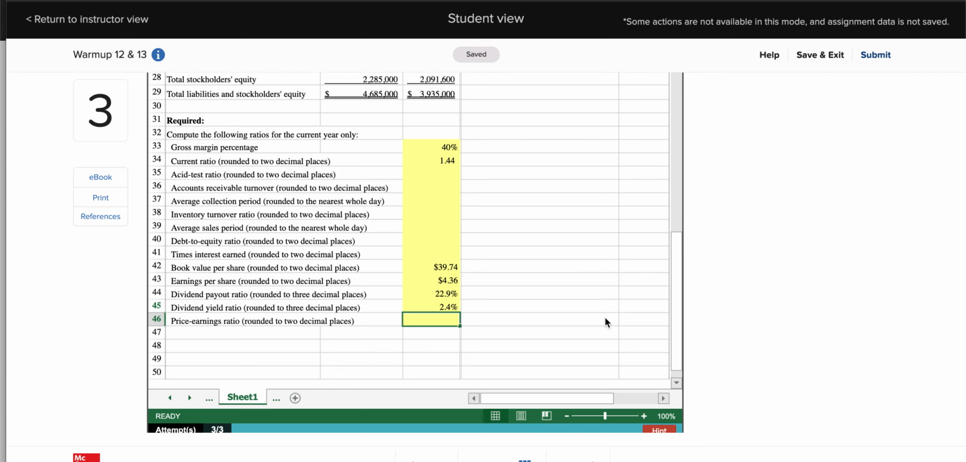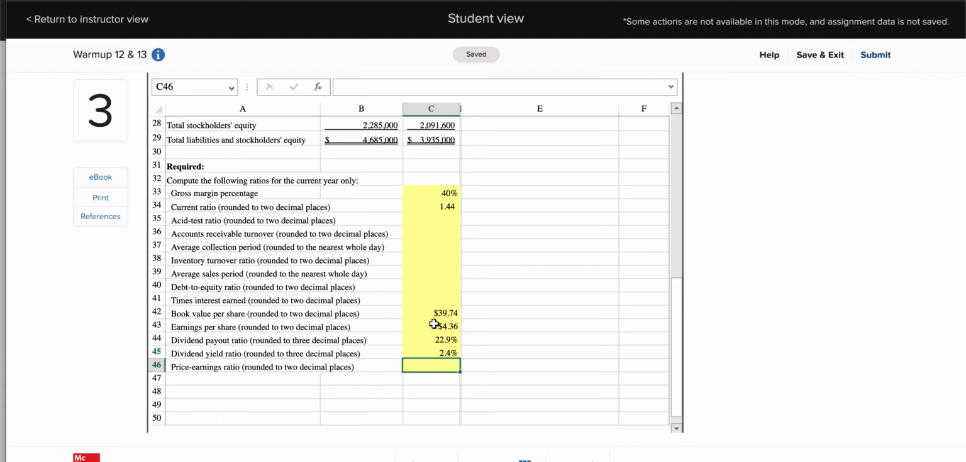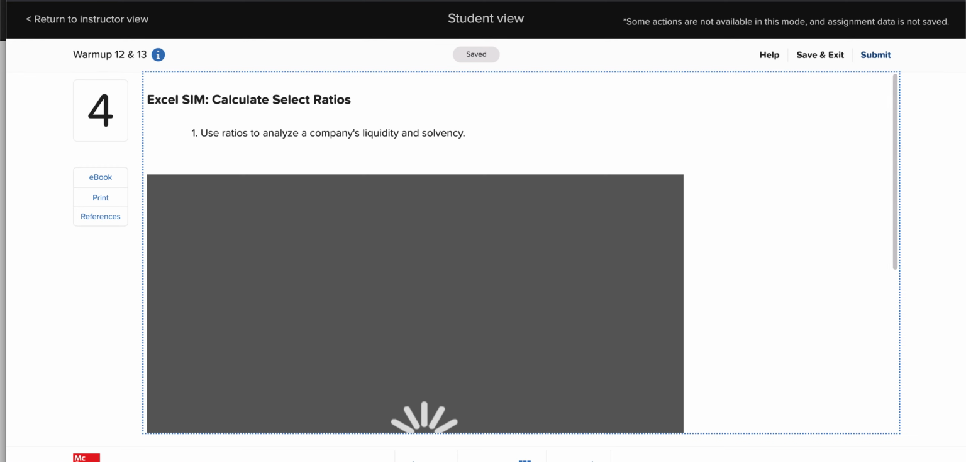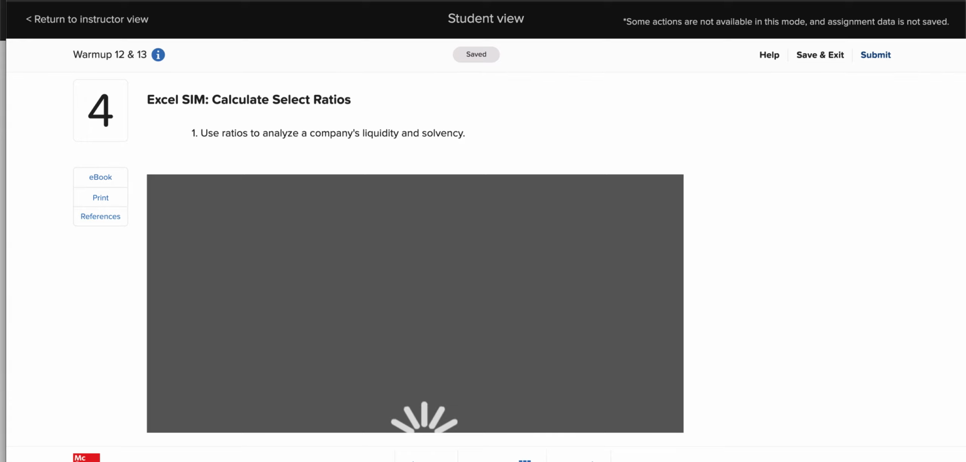How about we move on to question 4, because again, the rest of these formulas you will have on the sheet, and they're also in your textbook in chapter 13. But we're going to move on to question 4. That's all you're doing there.